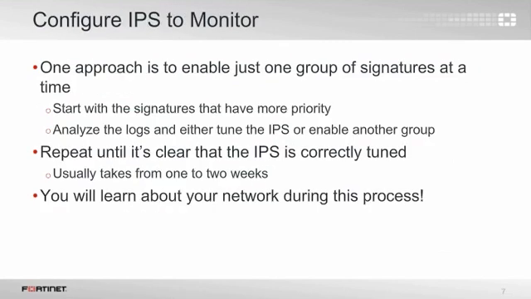During the evaluation stage, enable just one group of signatures at a time, starting with the most critical ones. Wait and analyze the logs. If the logs indicate any problems, fine-tune the IPS configuration. After you feel comfortable with one signature group, enable IPS protection for the next group. This process can take from 1 to 2 weeks.